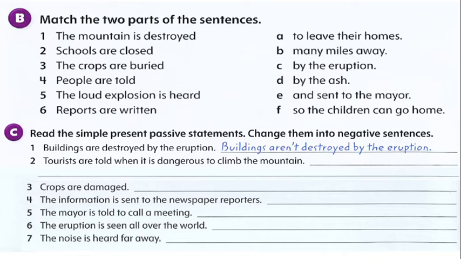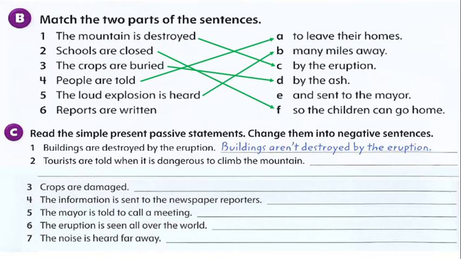Match the two parts of the sentence. The mountain is destroyed by the eruption. The schools are closed so the children can go home. The crops are buried by the ash. People are told to leave their homes. The loud explosion is heard many miles away. Reports are written and sent to the mayor.